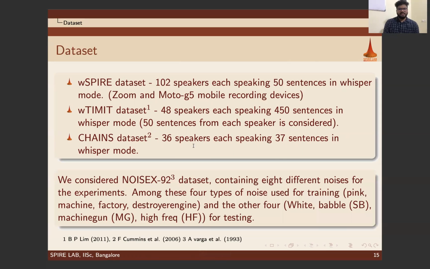To have experiments with different noise conditions, we considered 8 different noises from the NOISEX-92 dataset. Among these, 4 types of noises are used for the training. Those are babble, mission, factory, and destroyer engine noise. And the other 4, such as white noise and speech babble, that is SB, machine gun, MG, and high frequency, HF, noise, are used for the testing.